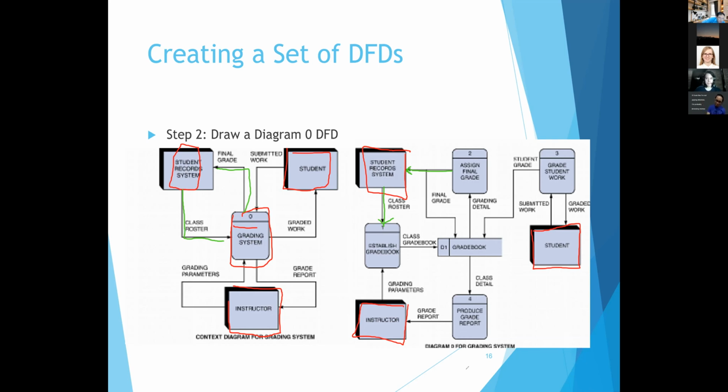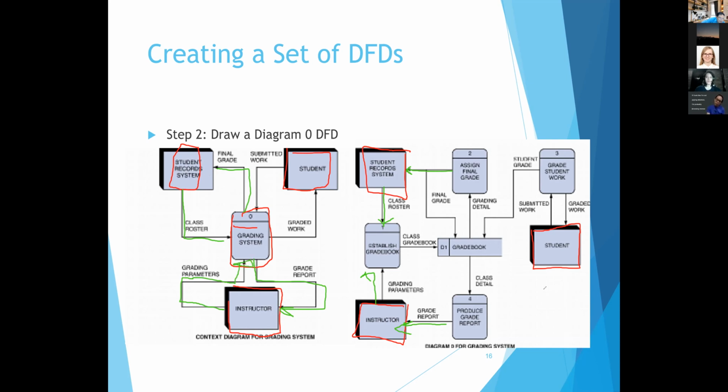Now talk about the instructor. The instructor has 1 input and 1 output. The input is grade report and the output is grading parameter. You draw the input from the system to the instructor. This one is grade report, you see that? And the output is grading parameter. Here is the output.